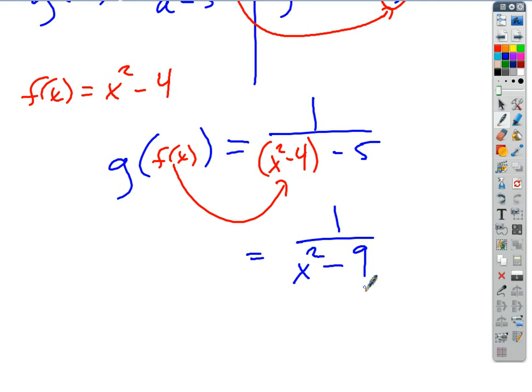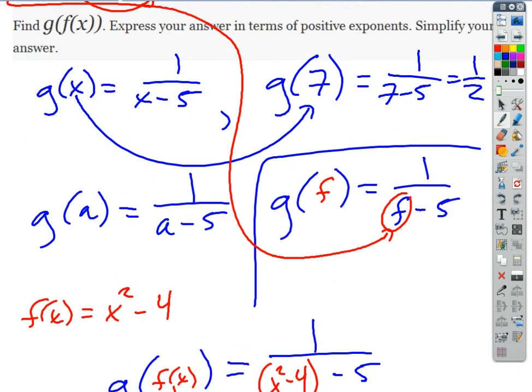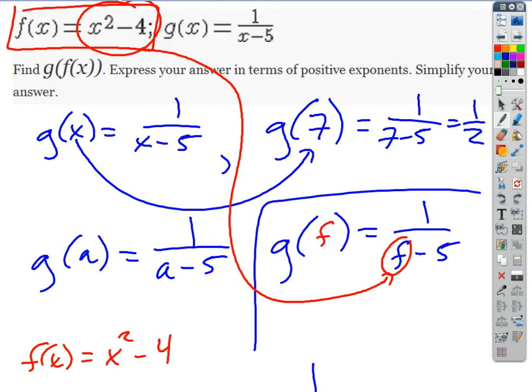Not that big a deal. All I did was, if I'm taking g of f of x, every place that I used to have an x, I'm now putting in an f of x. Big deal. Okay. What if we took that same problem? Questions on that?